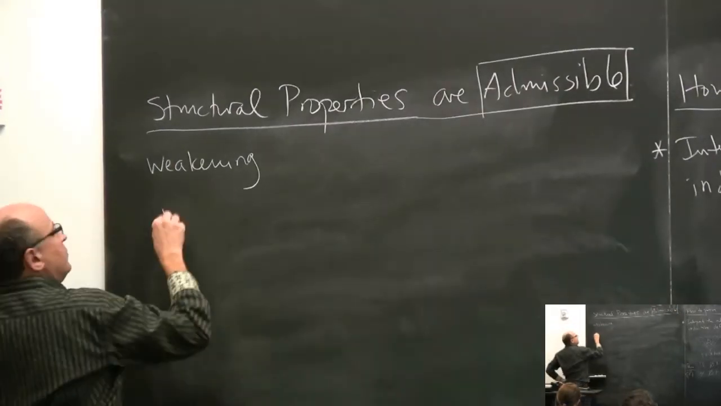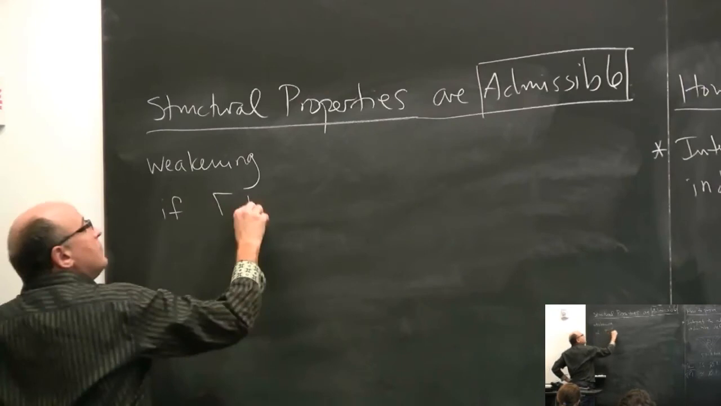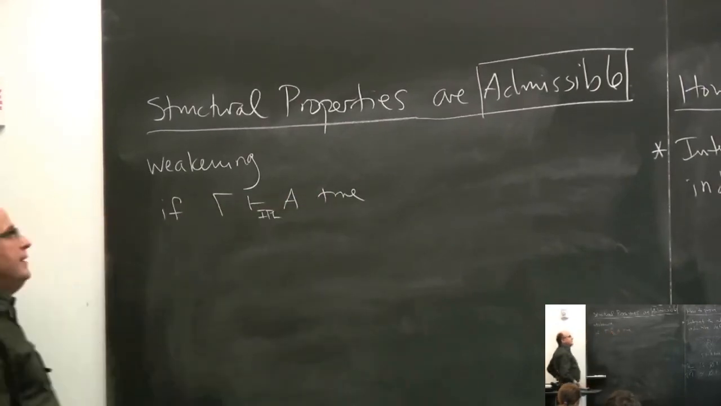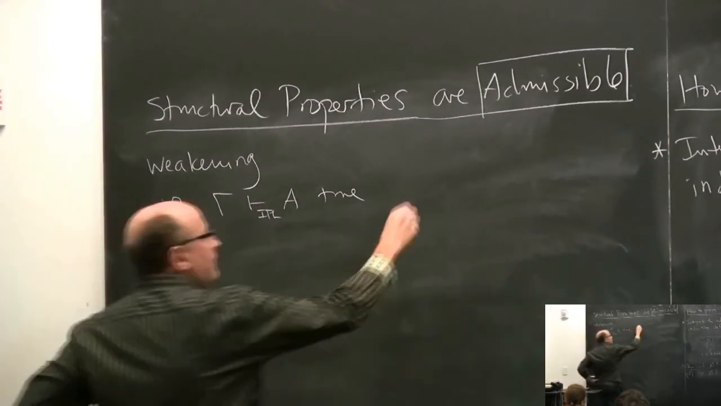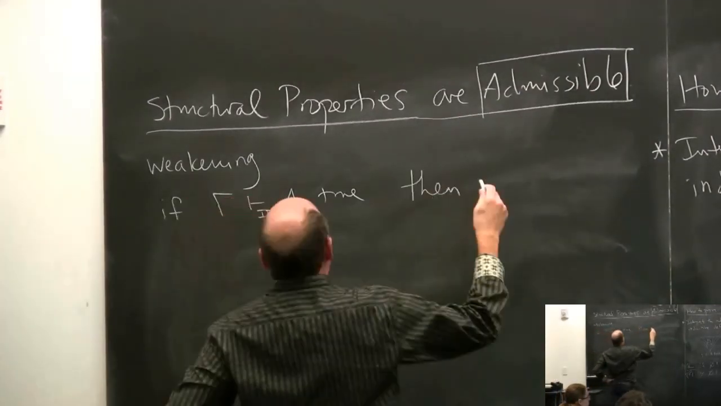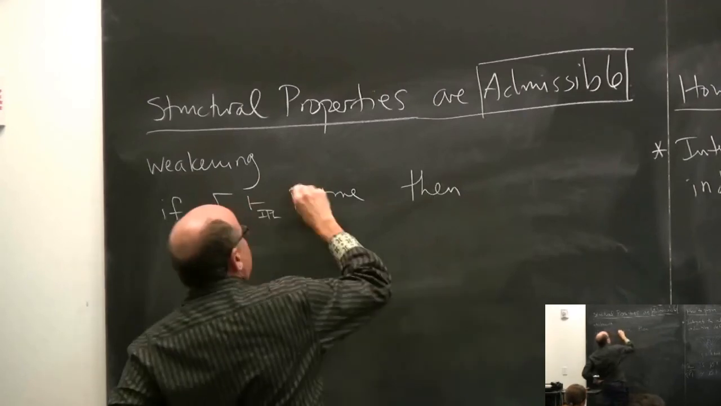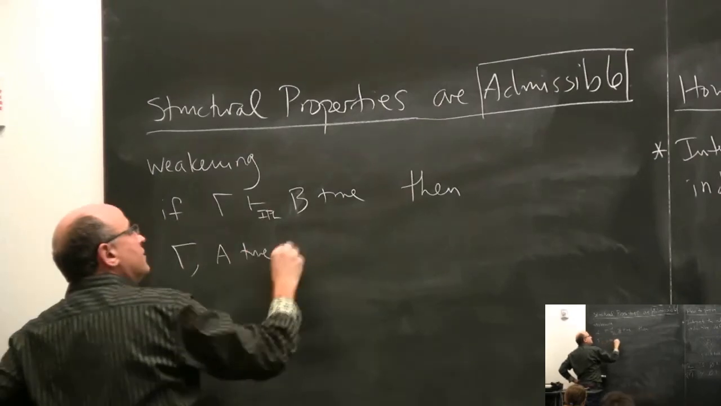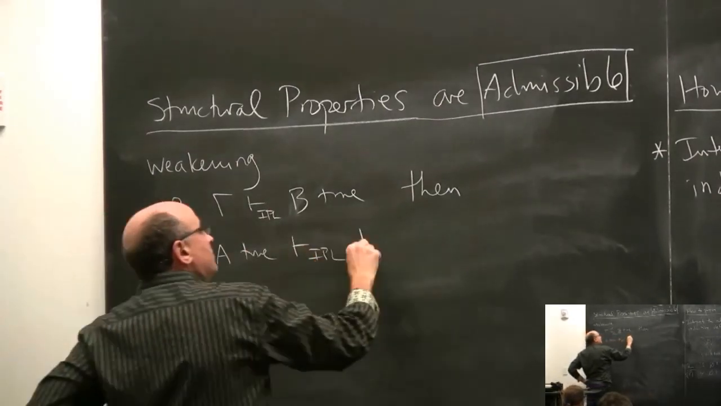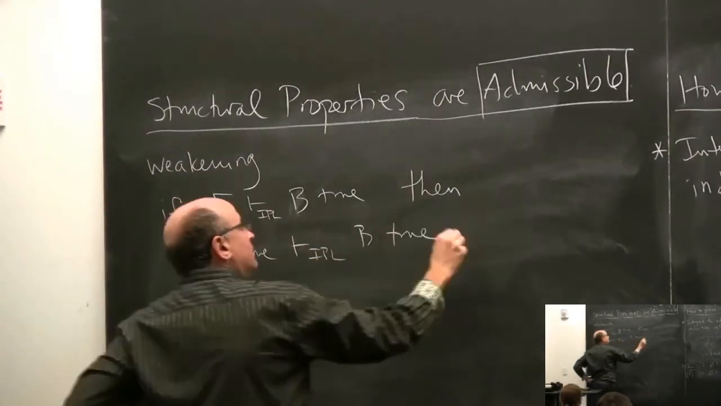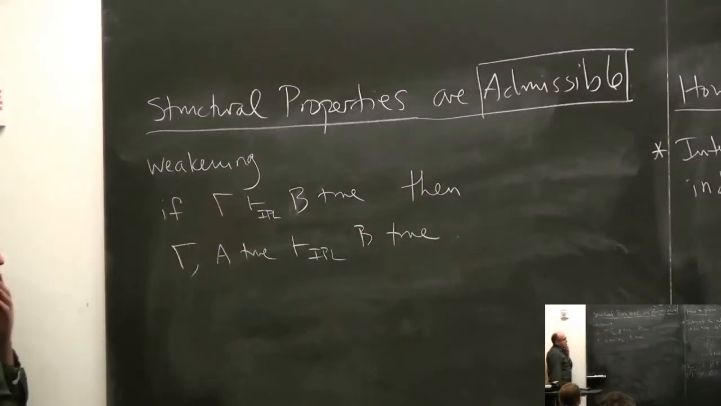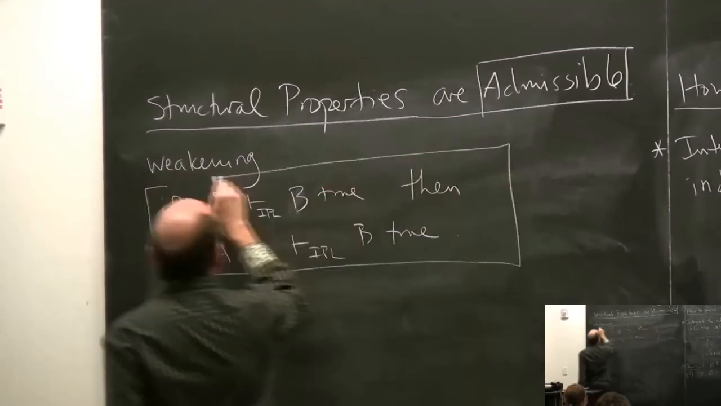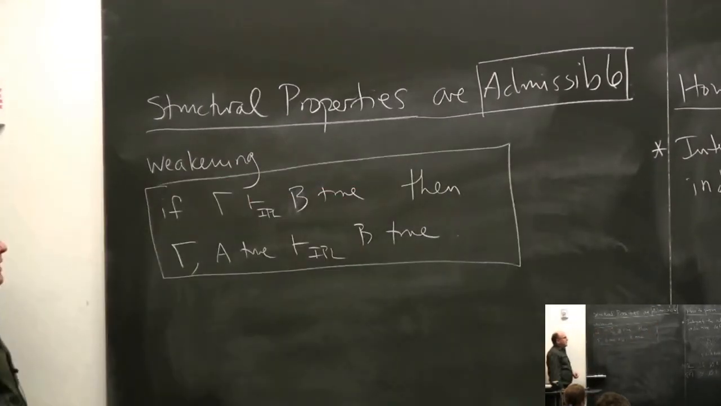Weakening is admissible. What I say is, if you can derive A true using the rules of IPL, let me write it there to emphasize the ones I gave you, then let me call it B. Then I can also derive, in the presence of an additional assumption, that B is true, with A being around, where A is a proposition. So it's stated like this. That's called admissibility.